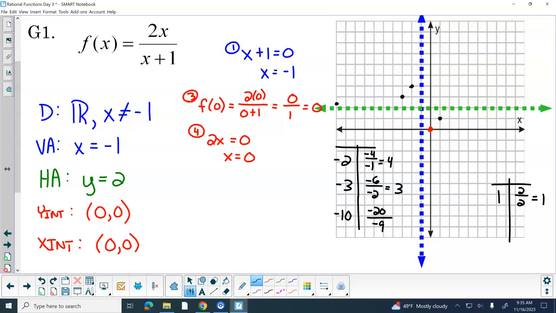Then I can go all the way out to the right side of my graph, and I can go with 10. 2 times 10 is 20. 10 plus 1 is 11, and that is just a little bit less than 2. So I'm right there. Okay. Now that I've plotted my points, now I can draw in my function.